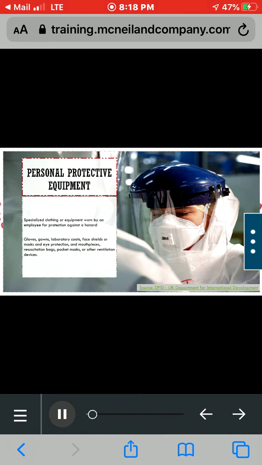Personal protective equipment is specialized clothing or equipment worn by an employee for protection against a hazard, in this case, bloodborne pathogens. Gloves, gowns, laboratory coats, face shields or masks, and eye protection and more all help protect from bloodborne pathogen exposure.